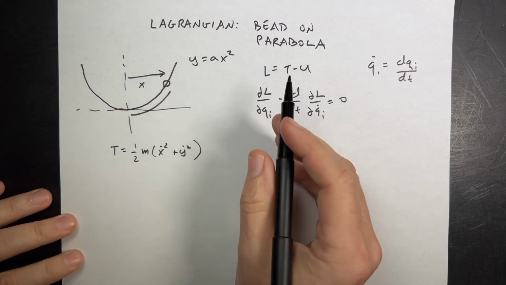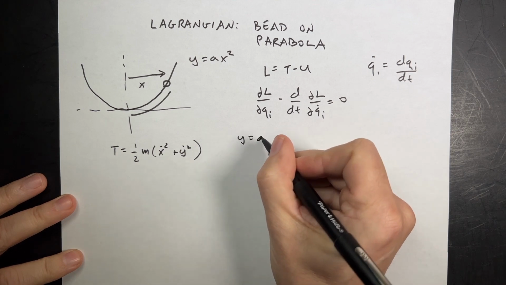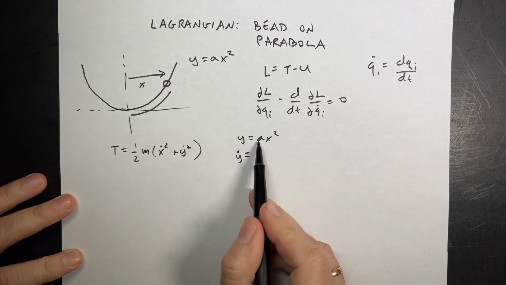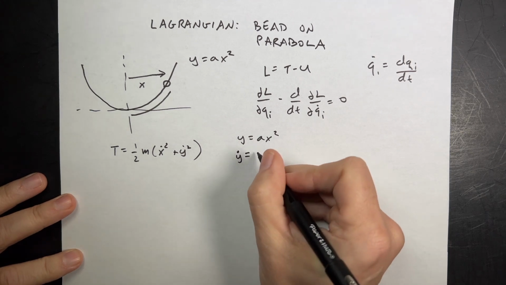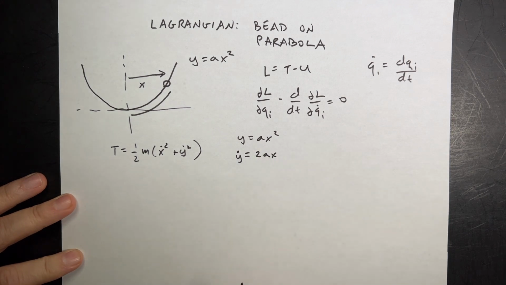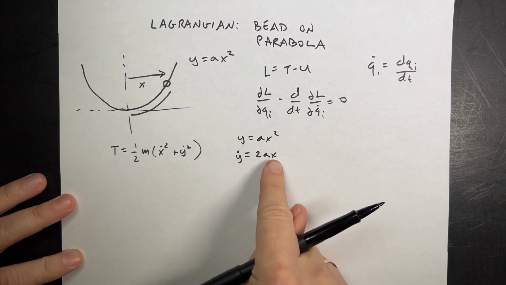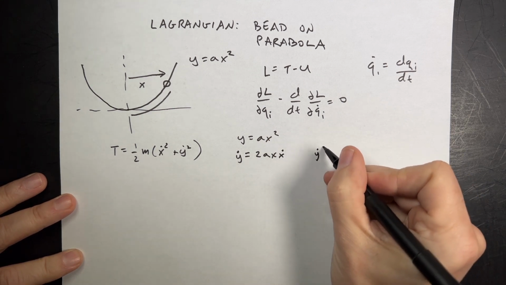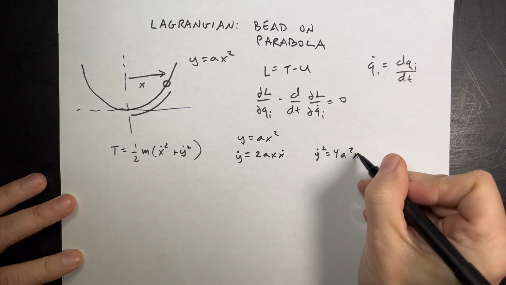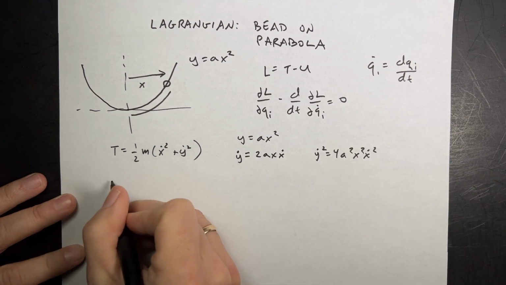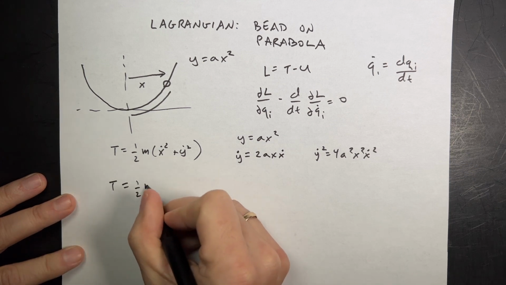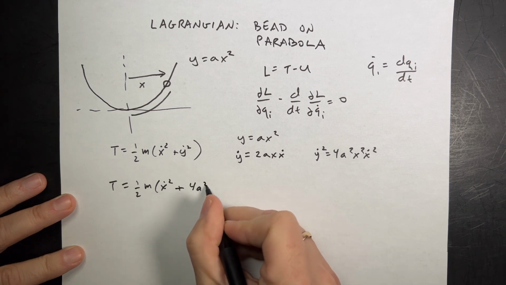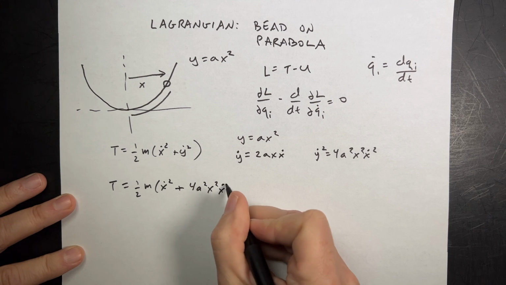I can do that because up here, if y equals ax squared, I can take the derivative, y dot. It's going to be the derivative of this. So the derivative of ax squared is 2ax. Aha! But you also have to take the derivative of x, so I get x dot. So now y dot squared is going to be 4a squared x dot squared. So when I plug that in over here, T is 1/2 m times x dot squared plus 4a squared x dot squared.